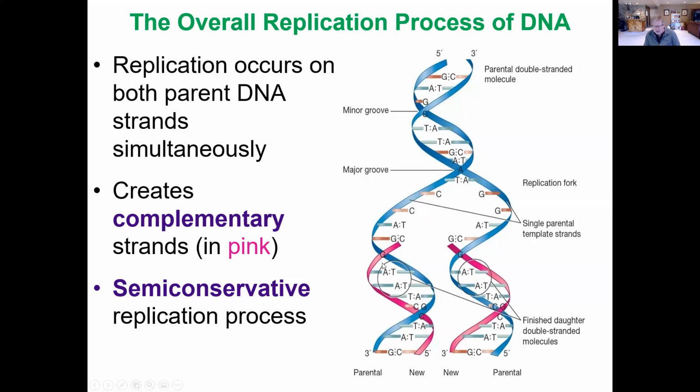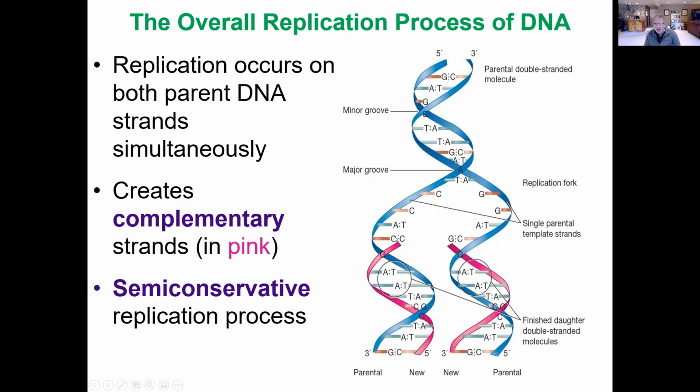Now, you can again see how that has happened. Again, note the parent DNA was in blue, the daughter DNA is in pink here, at least the sugar phosphate groups.